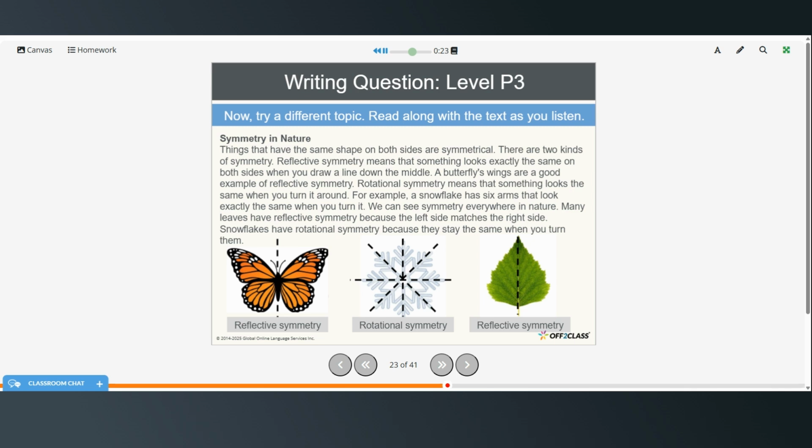Rotational symmetry means that something looks the same when you turn it around. For example, a snowflake has 6 arms that look exactly the same when you turn it. We can see symmetry everywhere in nature. Many leaves have reflective symmetry because the left side matches the right side. Snowflakes have rotational symmetry because they stay the same when you turn them.